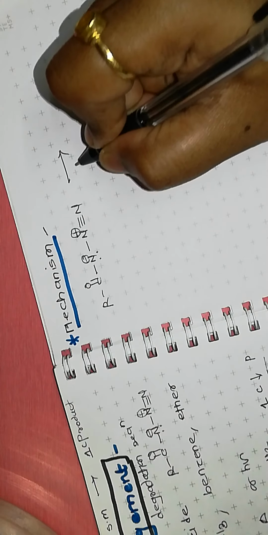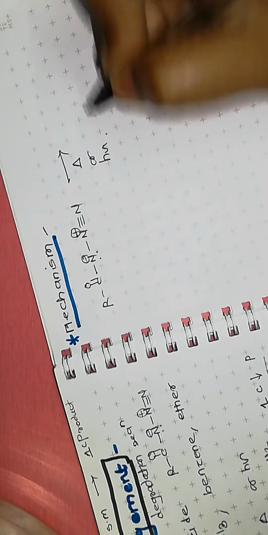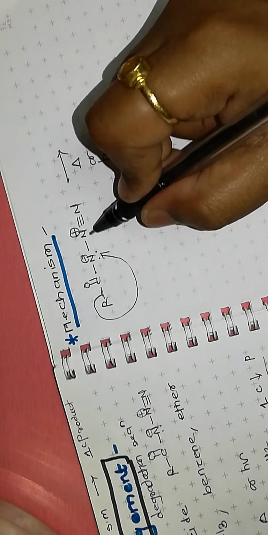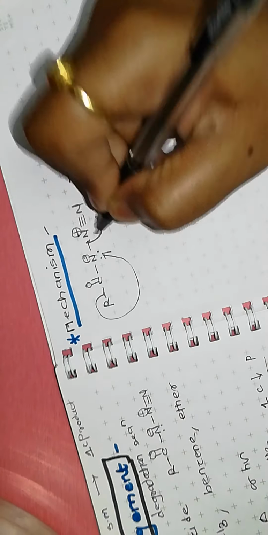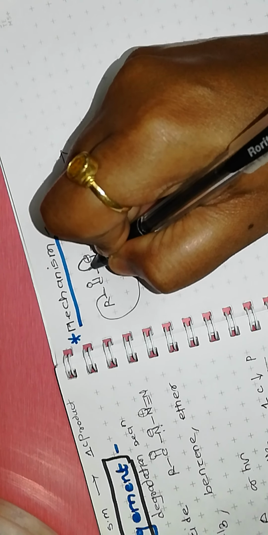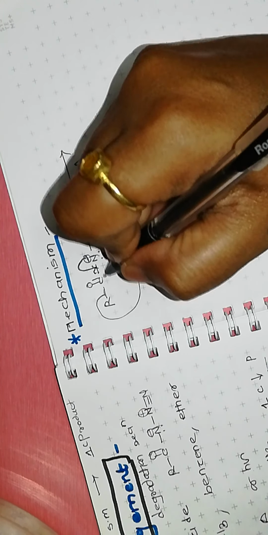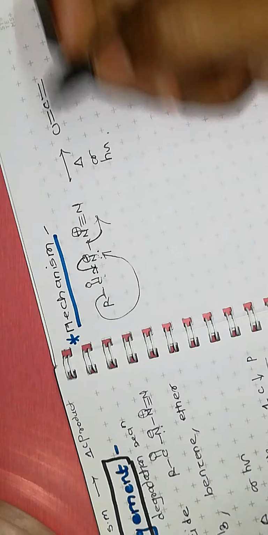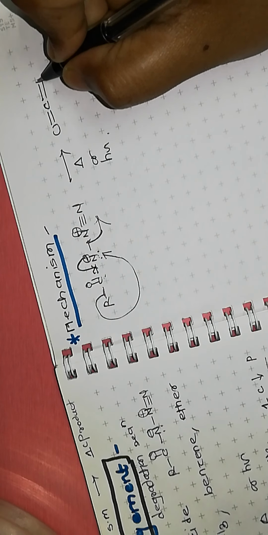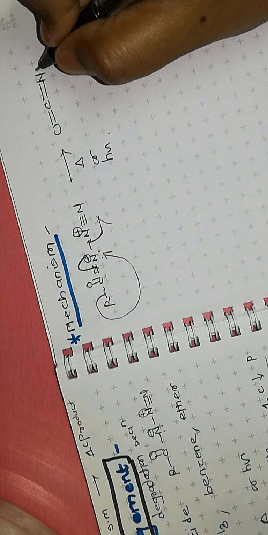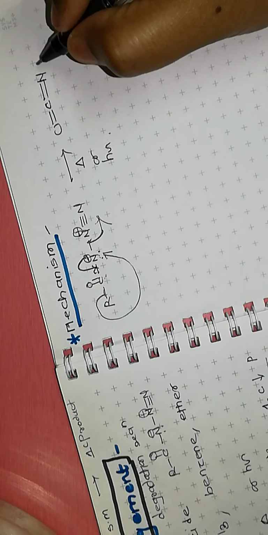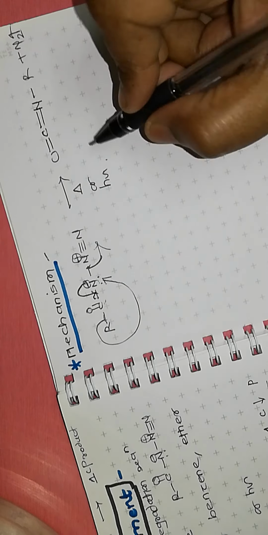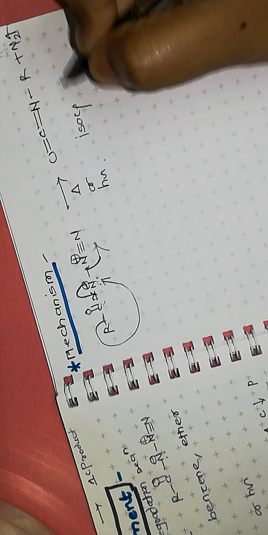Here under thermal or photochemical condition, this alkyl group migrates to this nitrogen, then N2 departs and this nitrogen donates its electron to this C-N bond, and a double bond is formed. The bond between carbon and nitrogen is a double bond, and the alkyl group has migrated to this nitrogen, therefore here R, and the byproduct is N2. This is the intermediate isocyanate.